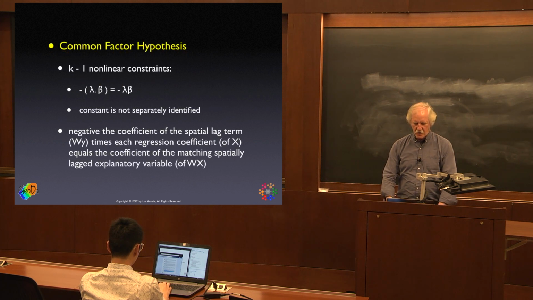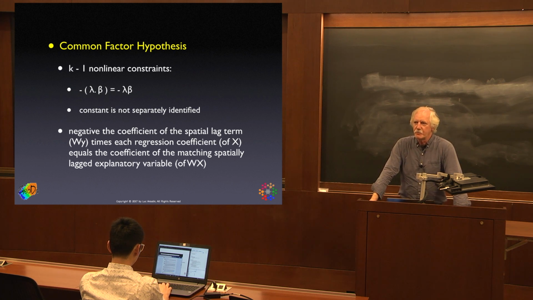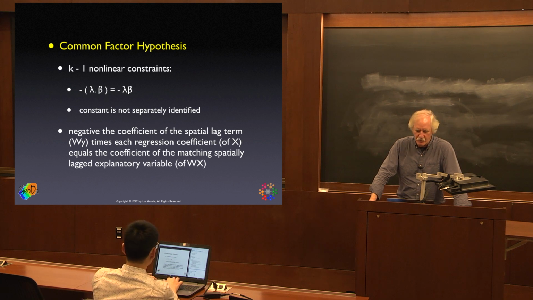I don't know if they still cover this, but in the old days that was a big deal because it was a way to estimate these parameters easily. You just rewrote the model with a lag-dependent term, and you were in business. In space, it's not quite that simple, but nevertheless, the common factor hypothesis still is alive and well. So if we have k explanatory variables, then we have k minus 1 of these constraints.